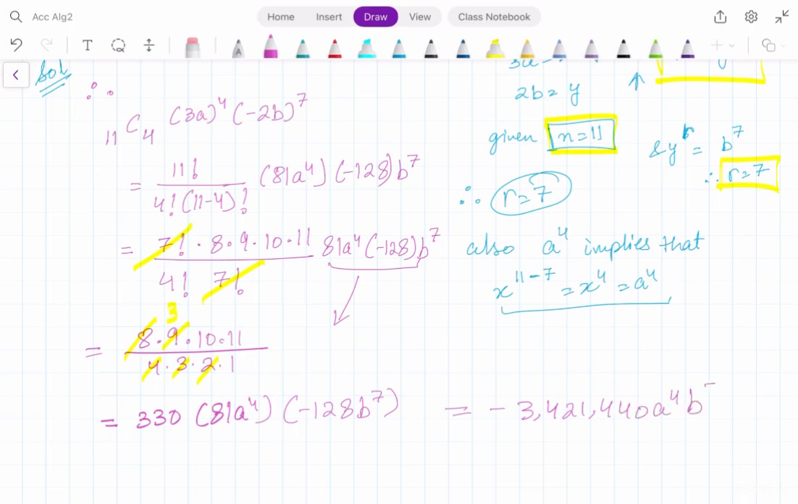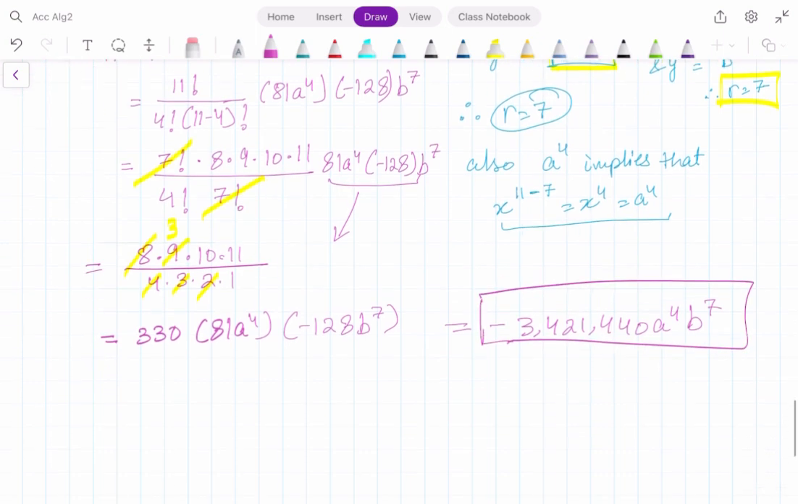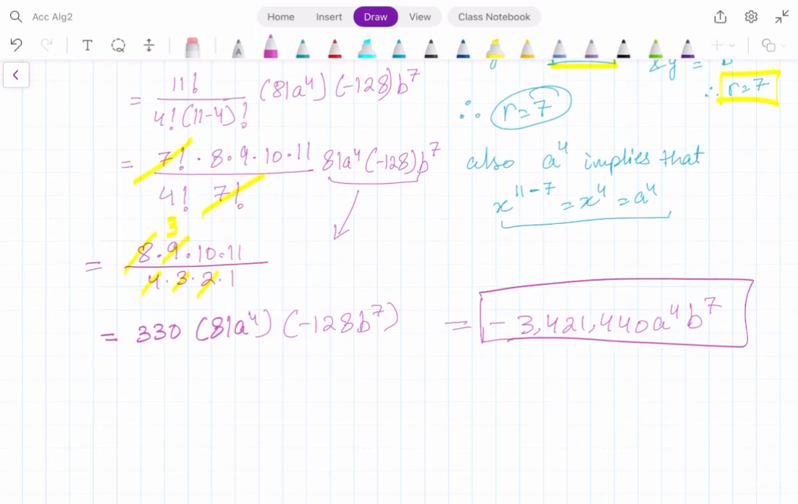And your final answer, when you simplify everything again, this will be your final answer. Again, in this problem, it should be 11C7 because we just calculated r as 7.